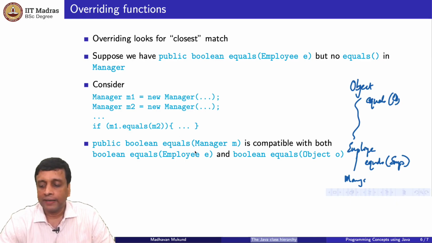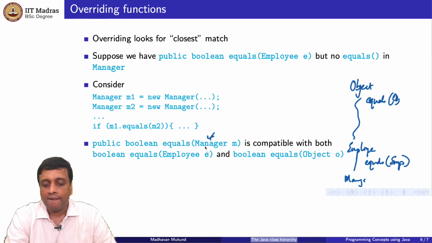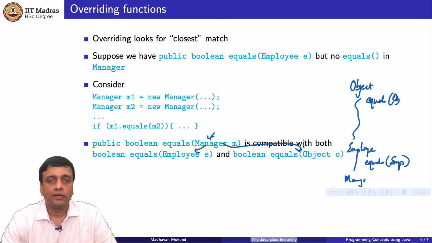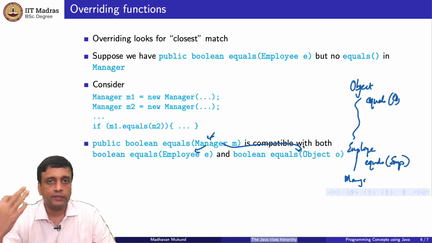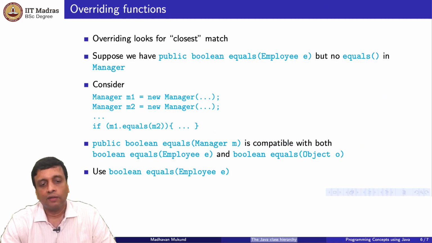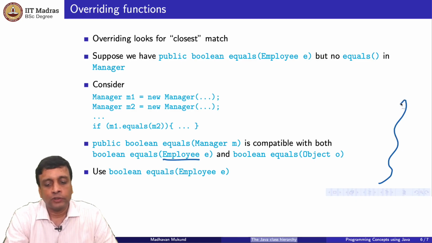So for this manager equals, remember that if I use manager, it can go here and it can go here, because passing the argument is like assigning a value to a variable. If the value is compatible, that is, if it is that type or lower in the hierarchy, then I can assign it. So this call is compatible with both. So the question is, what does overriding guarantee us in this case? It turns out that actually we will get this one.